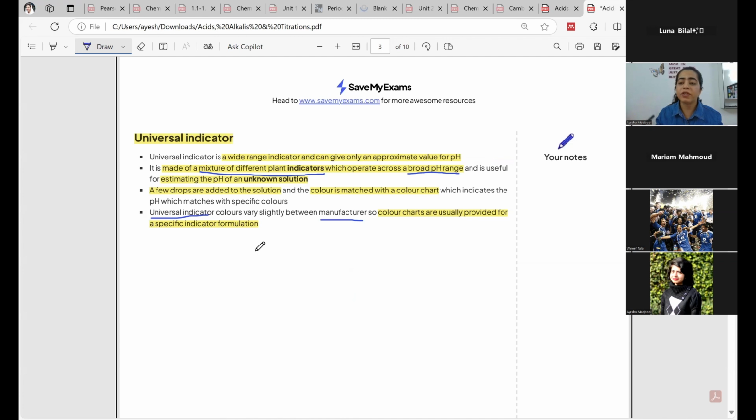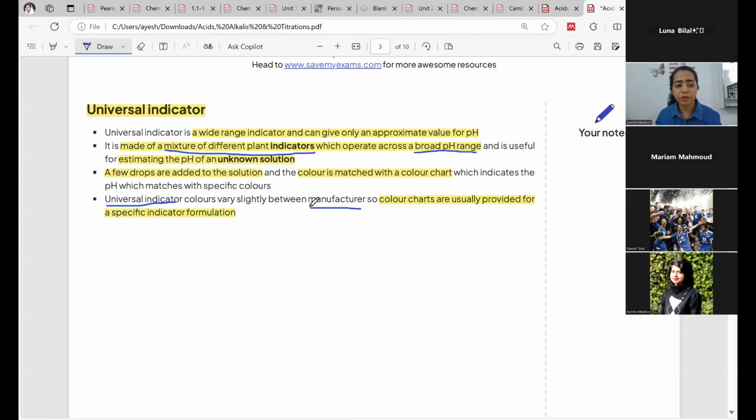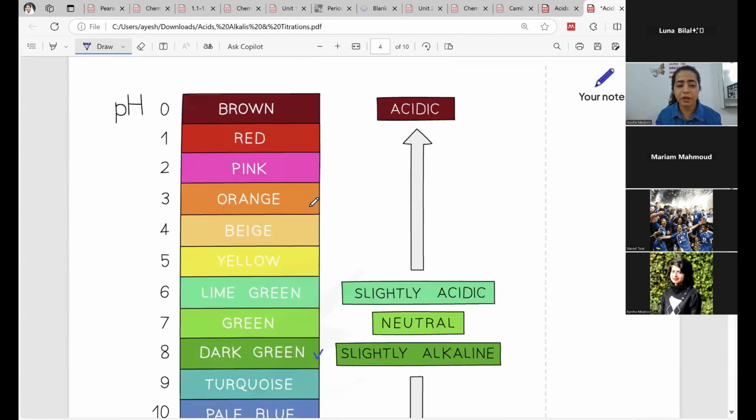And you can just dip it in the solution, see the color change, and then come back and match it to get the exact value. Okay. So that's all about the universal indicator.